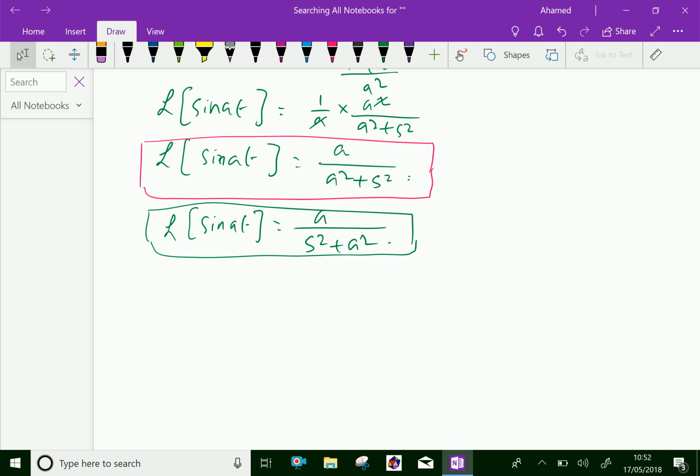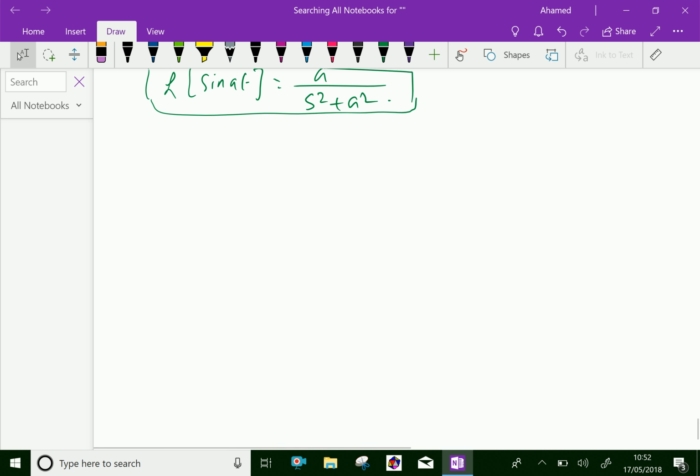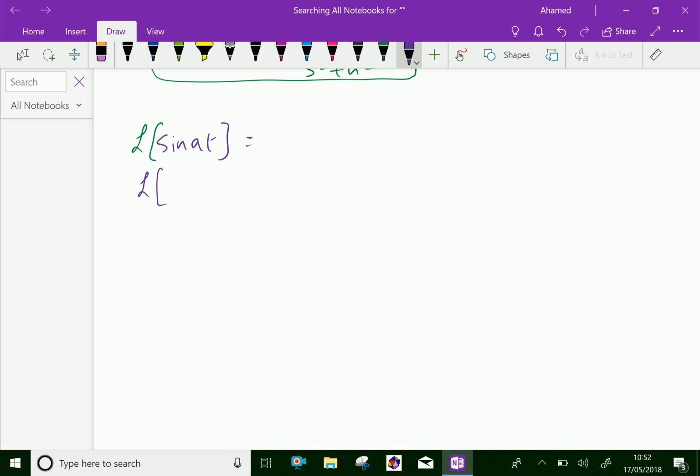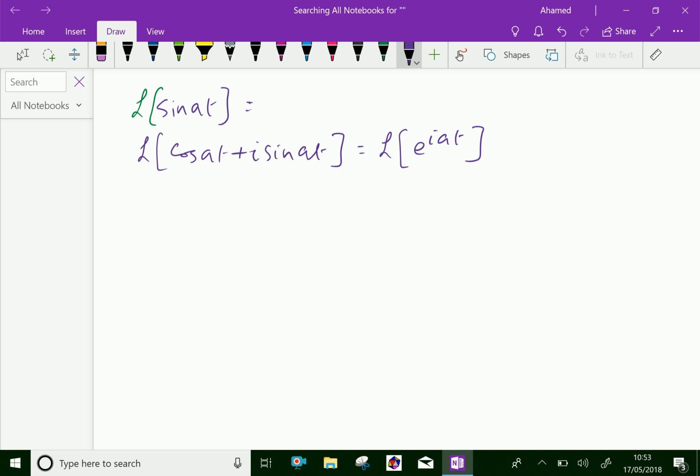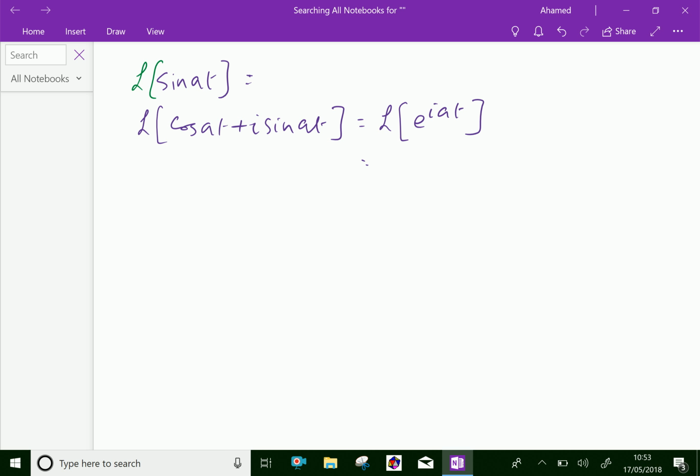Now one more method we can do Laplace transform of sine at. Laplace of sine at equal, for that we will keep first Laplace of cos at plus i sine at. By De Moivre's theorem we can write cos at plus i sine at as Laplace of e power i at. Now we know that Laplace transform of e power i at equal one over s minus ia.